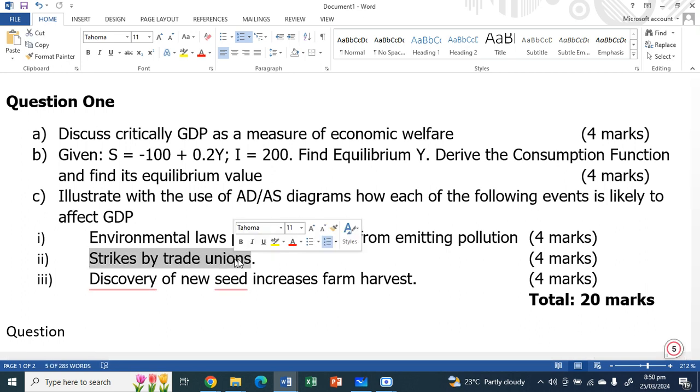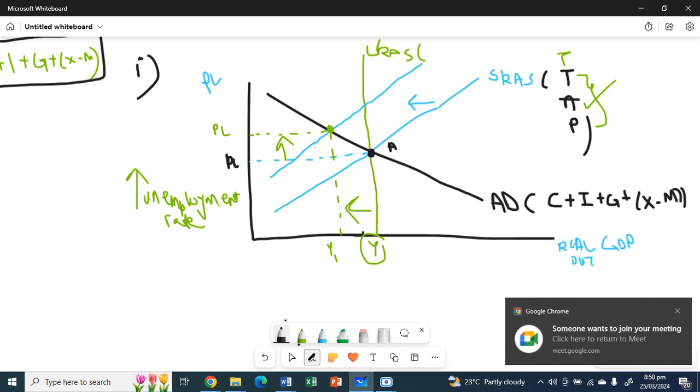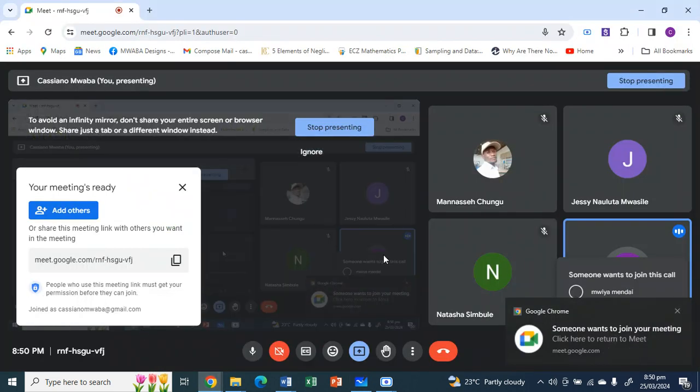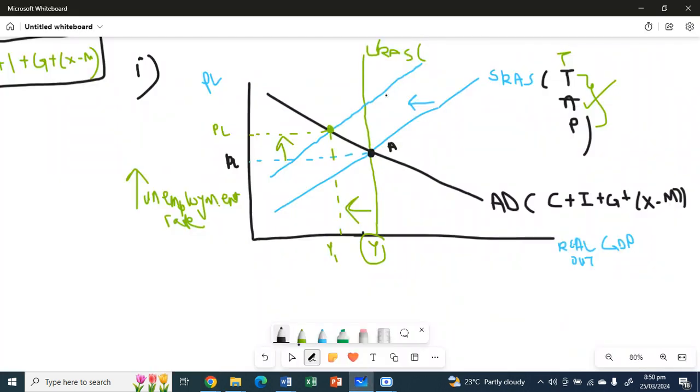Scenario two, strikes by trade unions. Workers are striking, probably because they want higher wages and better working conditions. And we know the workers are what make our factories productive. So if the workers are striking, meaning there are no workers in the factory, the factory might produce a bit without the workers, but if the workers are not there, production is going to reduce. So again, in this scenario, our short run aggregate supply curve moves to the left.